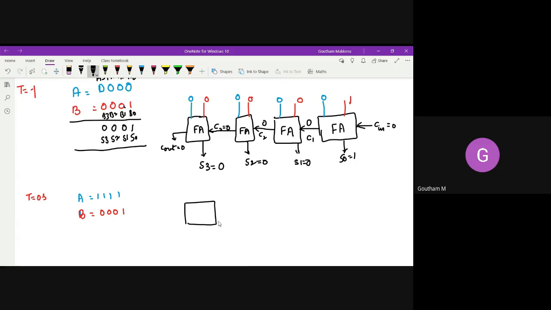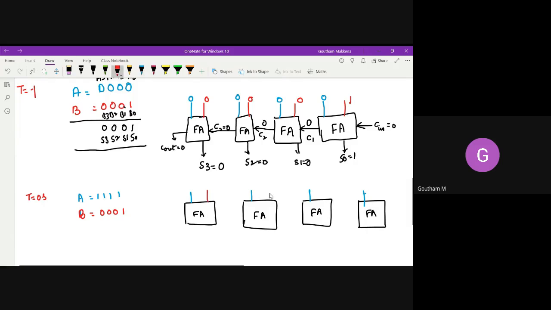Since I am doing 4-bit addition using a ripple carry adder, I have the 4 full adders. This is full adder, full adder, full adder and full adder. Of course I'll color code the operands: A3, A2, A1 and A0. I'll color code the operand B with red: B3, B2, B1 and B0.